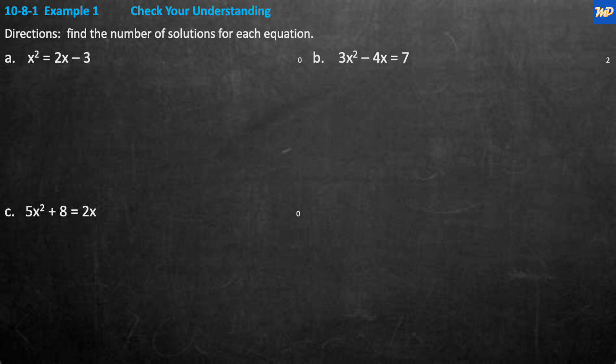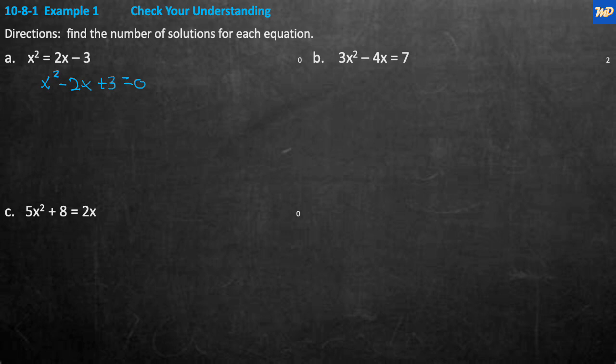Problem A has a quadratic, but it's not in standard form, so we're going to have to put it in standard form. We're going to say x squared, then move the 2x to make it a negative 2x on the left-hand side, and take the negative 3 and make it a plus 3 on the left-hand side. And that equals 0.